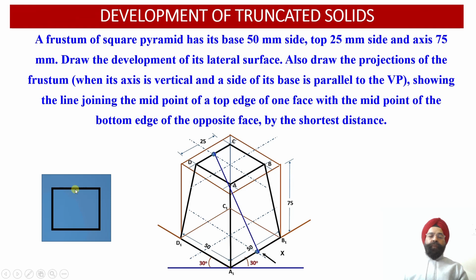Now if we look from the top view, the midpoint on the edge CD of the top face we are going to label as point P, whereas another point lying on the base edge which is opposite to this edge of the top face will be point Q. On the developed surface we are going to join these two points P and Q, and then in the front view and the top view we have to obtain the projections of this particular string.